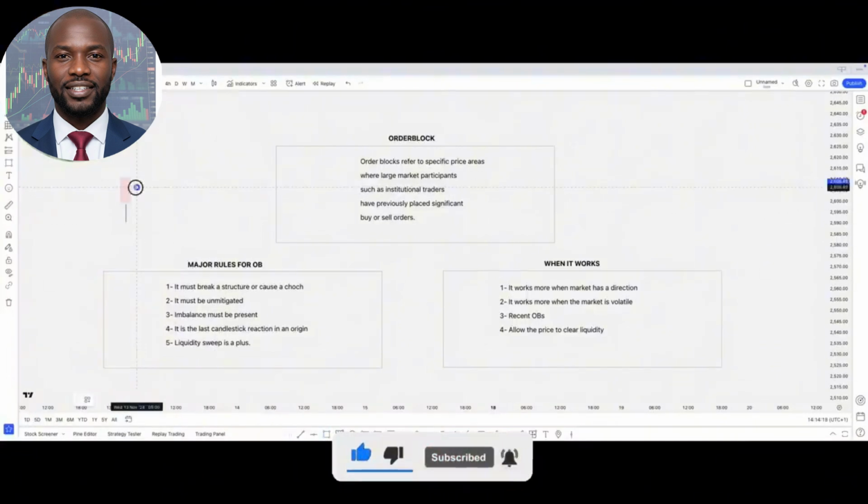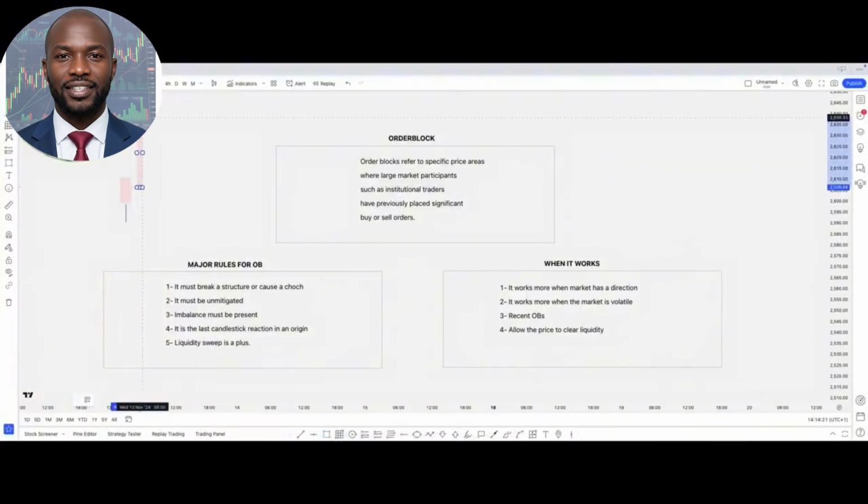So I've also stated where it works, like when it works. And number 1 here, it works more when the market has a direction. If you want to do well with this particular strategy, you should also understand how to read market structure. I also have a video teaching you how to read market structure. If you read the market structure and you notice that there is no direction in the market, you need to stay away because you may not get the setup you are looking for. But once you notice that there is a direction, either to the upside or to the downside, then your order blocks can work well.